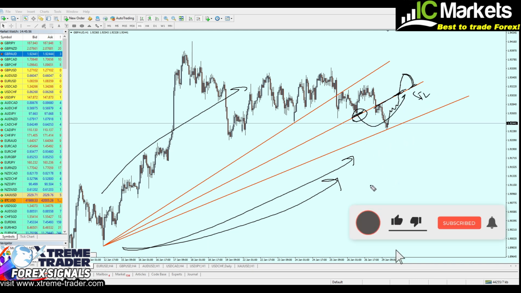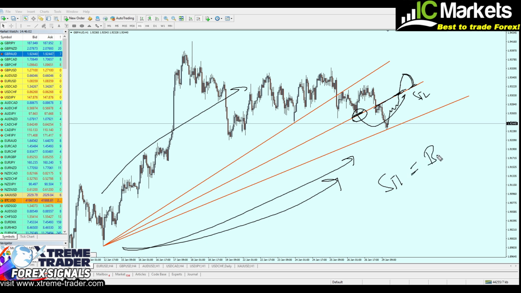So the idea is, if you want to start buying, look for support trend lines and then place your buy order. If you want to sell, look for a resistance trend line and then place your sell order exactly after the bullish breakout happens.